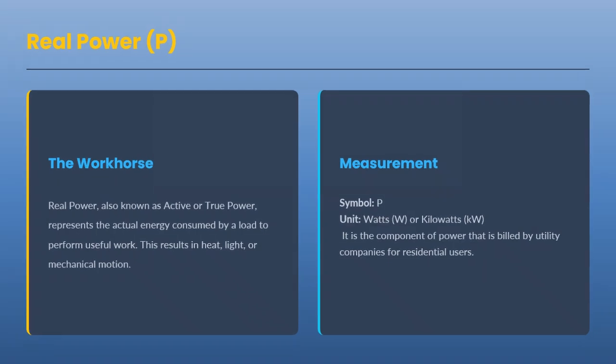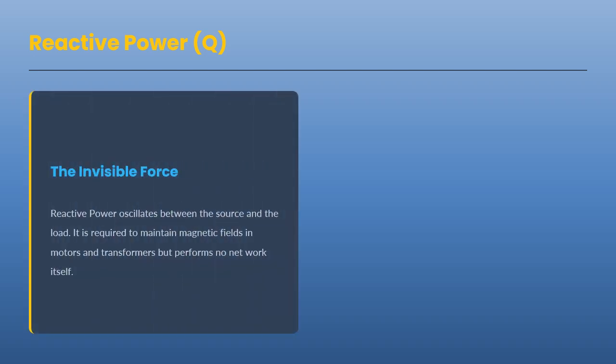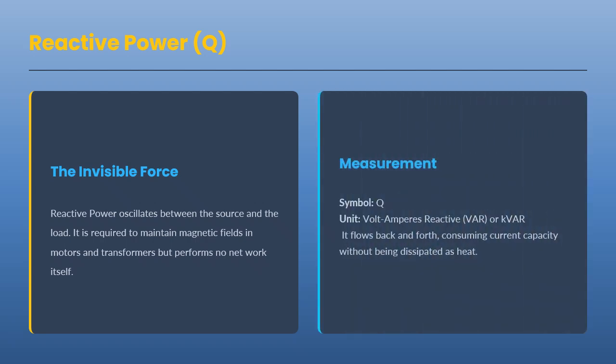Reactive power, Q. Next is reactive power, the invisible force. This power doesn't perform useful work. Instead, it is continuously exchanged between the source and the load to maintain the necessary magnetic fields in inductive equipment, like motors and transformers. Its symbol is Q, and it is measured in volt-amperes reactive, or VARs. While necessary, excessive reactive power consumes current capacity without being dissipated as work.